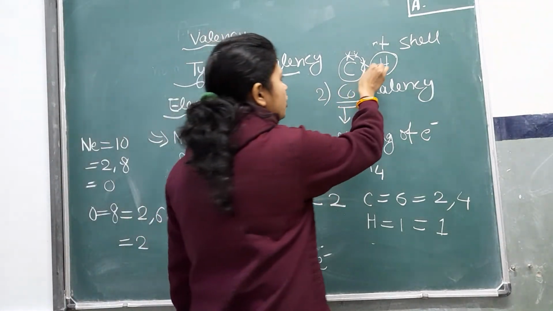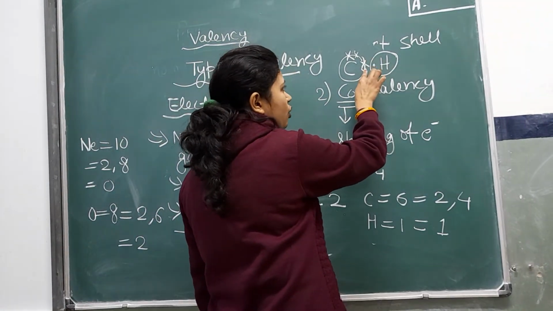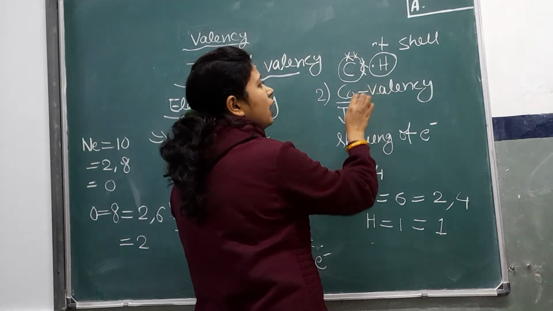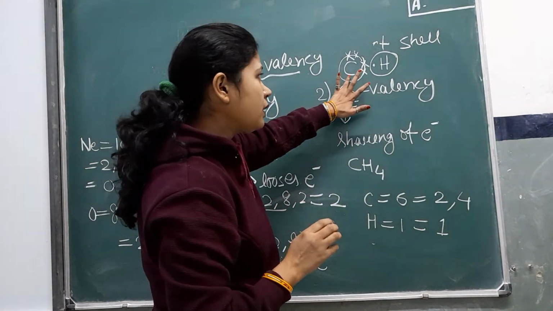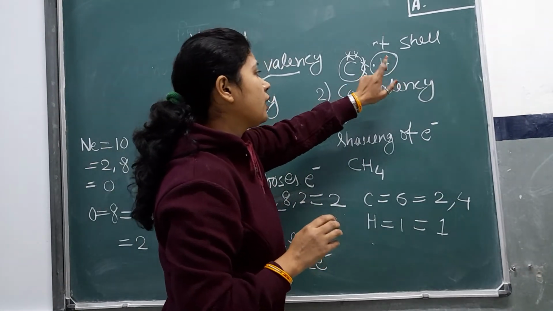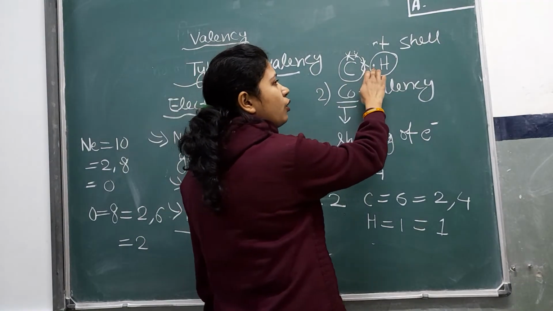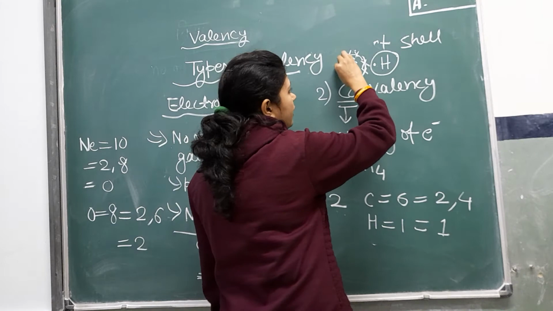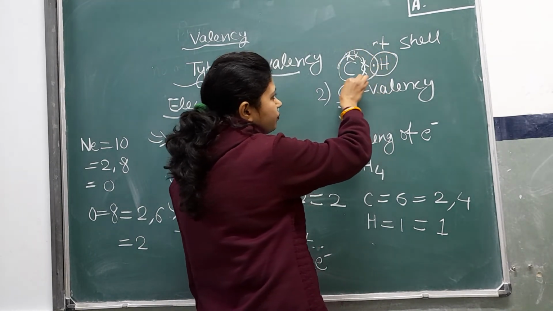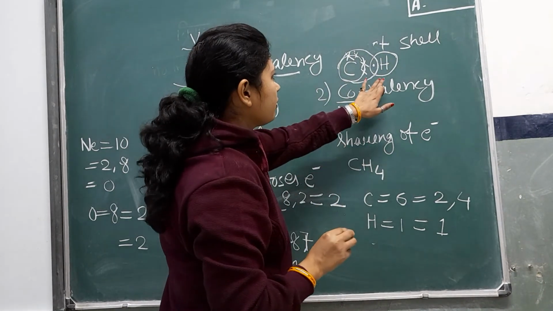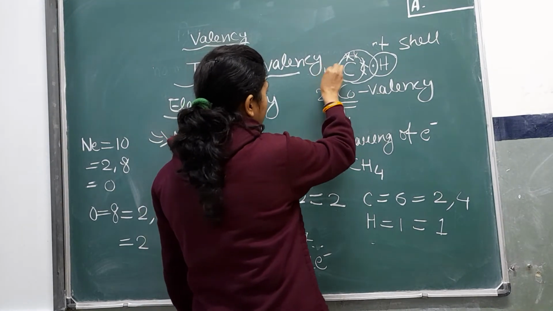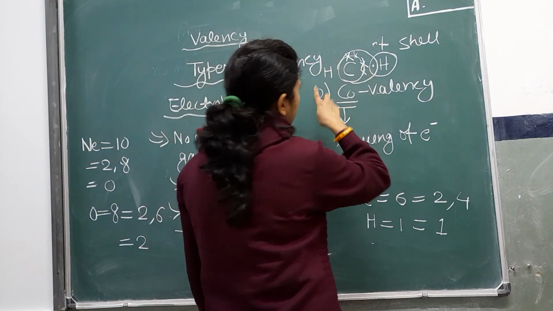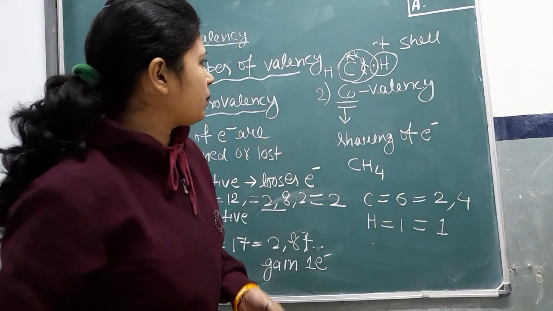There will be sharing of the electrons present in the outermost shell of the carbon as well as the hydrogen. This one electron of hydrogen will be shared by the carbon.